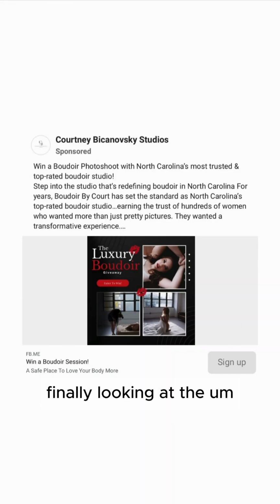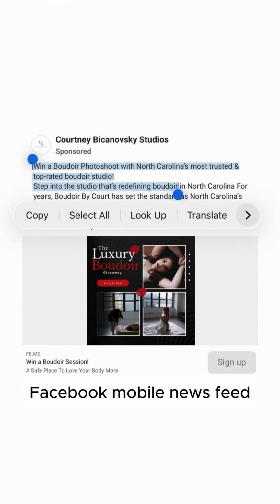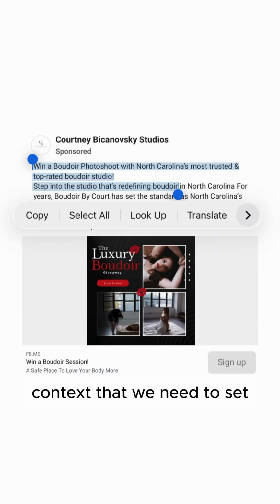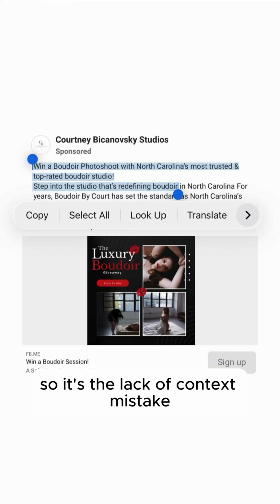Finally, looking at the see more headline here. The first 2 3/4 lines on the Facebook mobile news feed is all people will actually see when they see our ad. So, when Boudoir photo shoot, 7 series funding Boudoir. All right, so basically no context here, context that we need to set. So it's the lack of context mistake.